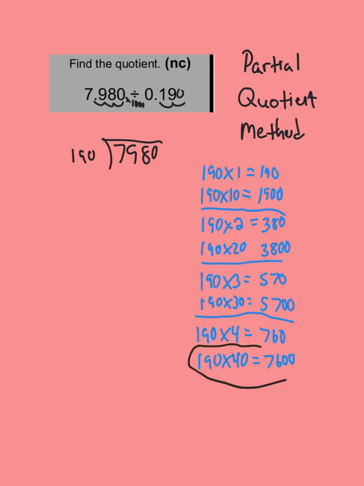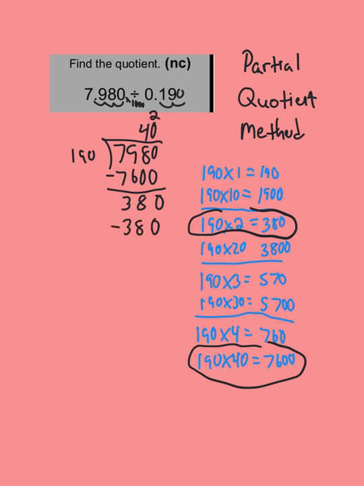If you look right down here, it's going to go 40 times, and that's going to get us 7,600. So I'm going to subtract, and I'm left with 380. Now I've got to figure out how many times 190 goes into 380. And if I look, I have it exactly right here. So it's going to go twice, and that's going to be 380. And now there's nothing left, so we're done. Add those two numbers together, I get 42 as my quotient.